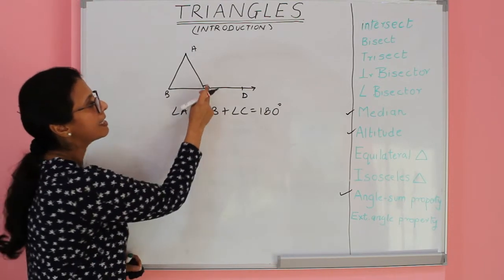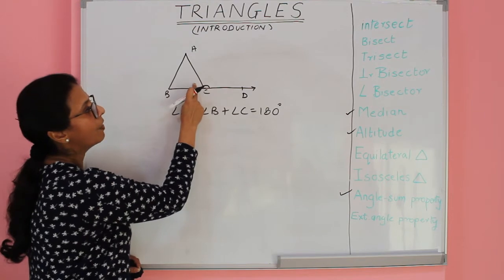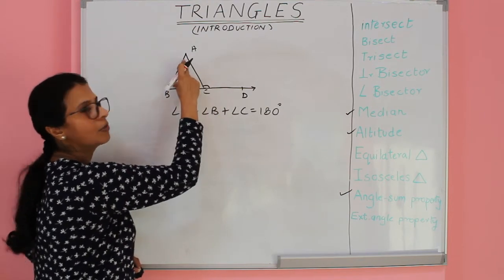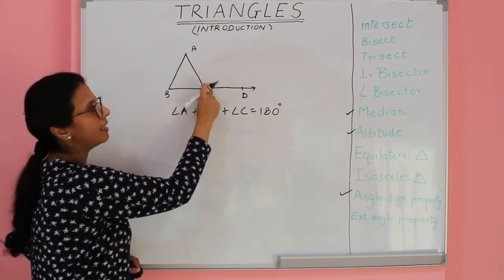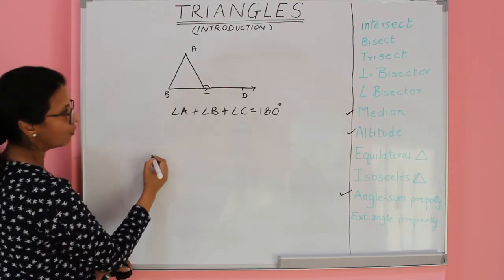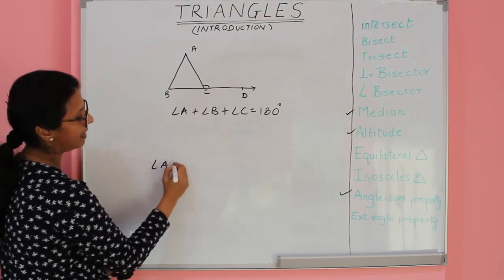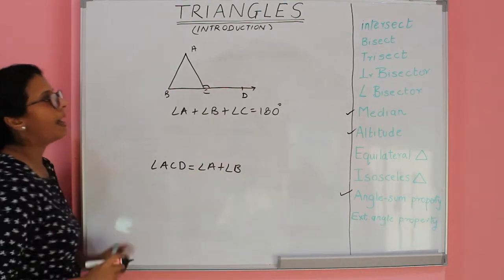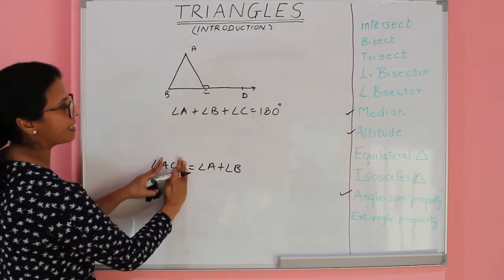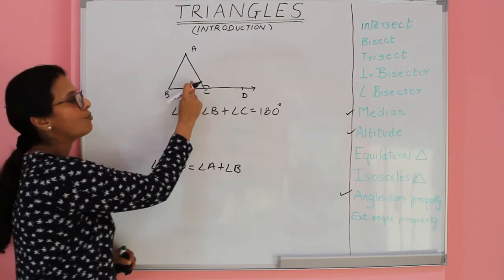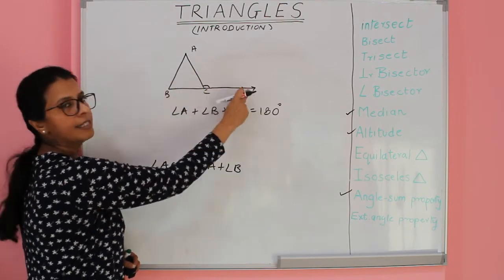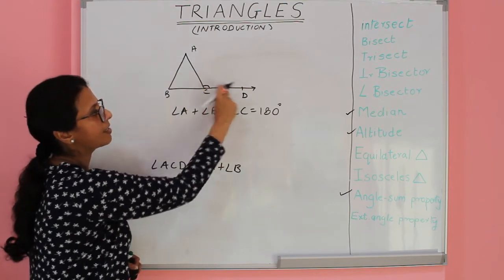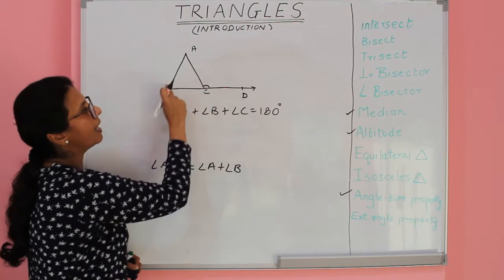Now what are the opposite interior angles? The opposite of the two opposite interior angles of this exterior angle are going to be A and B. So what is my exterior angle property? Angle ACD is equal to angle A plus angle B. I cannot write it as only C because C at this point has two angles, ACB and ACD. So I have to specifically write the whole thing, angle ACD. This is my exterior angle, which is equal to angle A plus angle B.